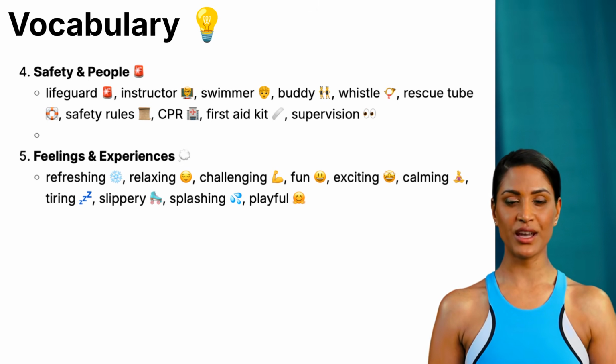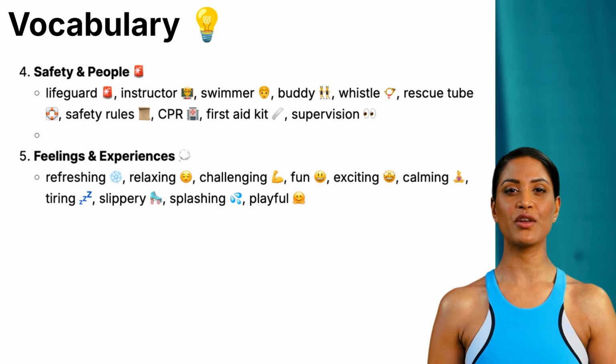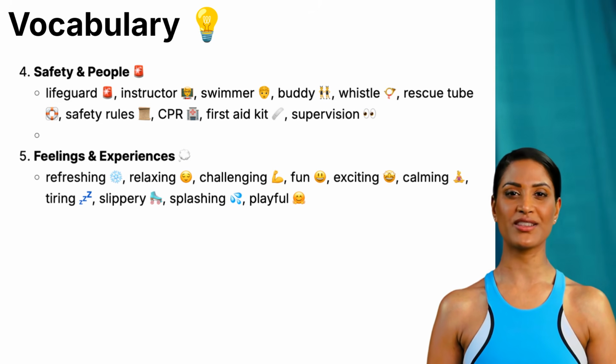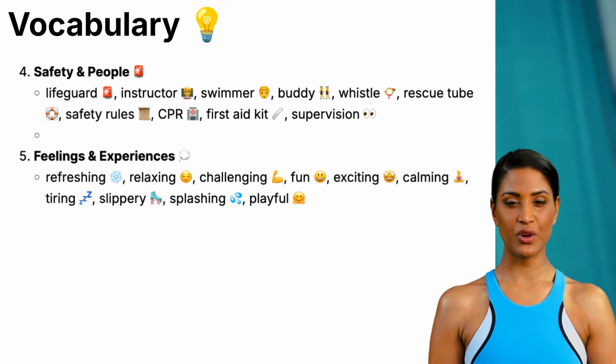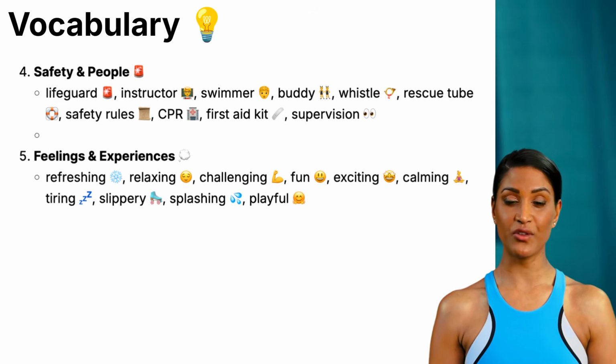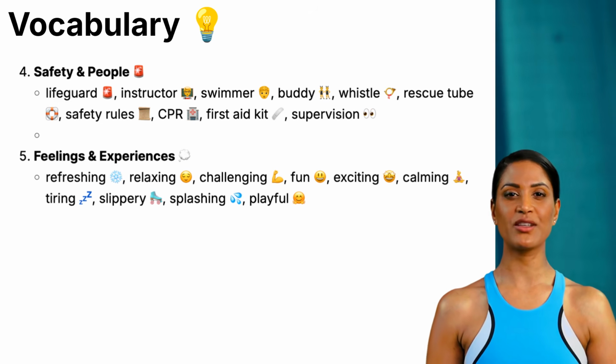4. Safety and people. Lifeguard. A trained person who watches over swimmers to keep them safe. Instructor. Someone who teaches swimming techniques. Swimmer. A person who swims for fun, exercise, or sport. Buddy. A friend or partner who swims with you for safety.